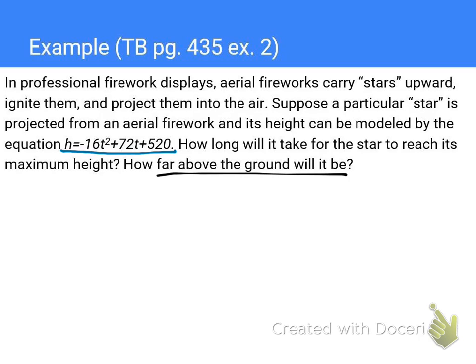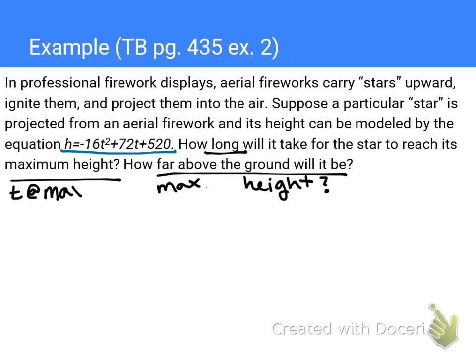Okay, so for how far above the ground will it be, it's really asking what is that height, right? So what is the maximum height? So what's the height, and how far above the ground will it be when it reaches the maximum height, right? So how high is the maximum height? Okay, the first question is how long will it take for the star to reach the maximum height? So how long, we're going to be talking about time here, at the maximum height. So what is the time when I'm at the max?